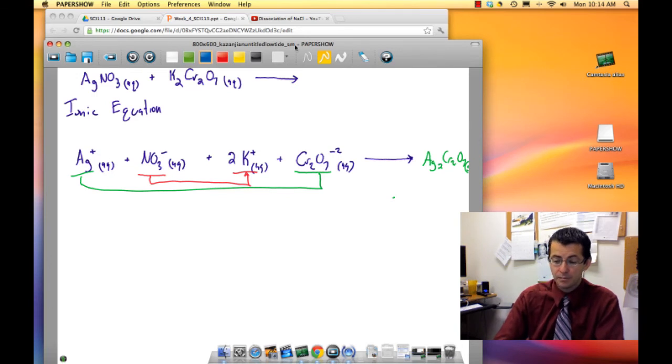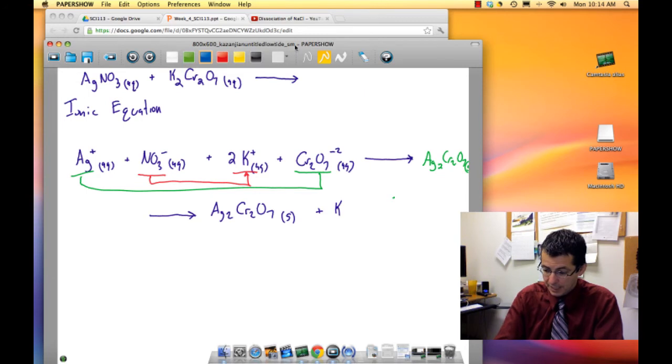So now this is our precipitate. We redraw that over here on the product side. Ag2Cr2O7 as a solid, leaving in solution the potassium and the nitrates.